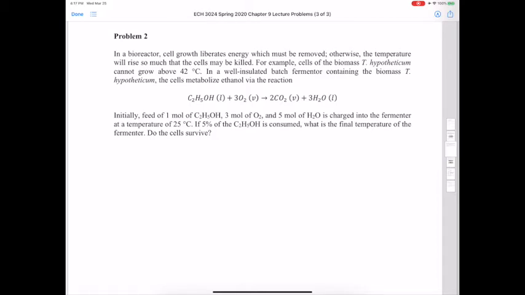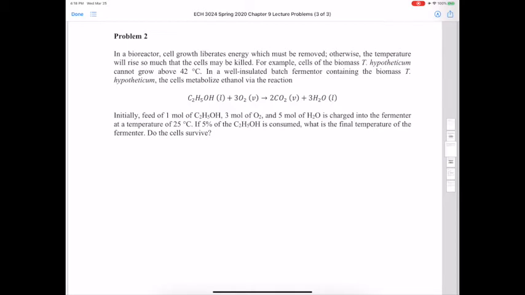And so in this problem 2 statement, what we have is a batch reactor that's filled with the biomass of T hypotheticum. And the cells in this biomass can't be heated above 42 degrees Celsius, otherwise they die. In our well-insulated batch fermenter, these cells metabolize ethanol via this reaction, where 1 mole of liquid ethanol reacts with 3 moles of oxygen gas to form 2 moles of carbon dioxide gas and 3 moles of liquid water.